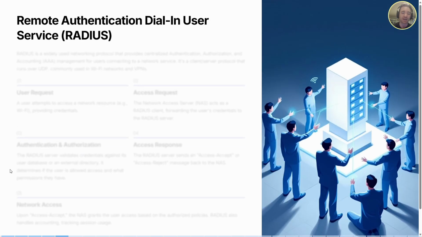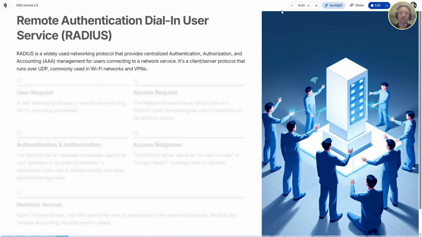Okay, let's start with RADIUS. The full name is Remote Authentication Dial-In User Service, or RADIUS. And before we get into the text, have a look over here. Think of RADIUS as this little server over here. It is a central server that everyone is authenticating to, which is exactly what RADIUS is used for. It's a widely used networking protocol that provides centralized authentication, authorization, and accounting, or AAA, management for users connecting to its network service. So it's very widely used. How does it work? Let's have a look.